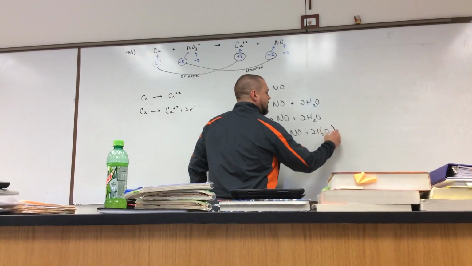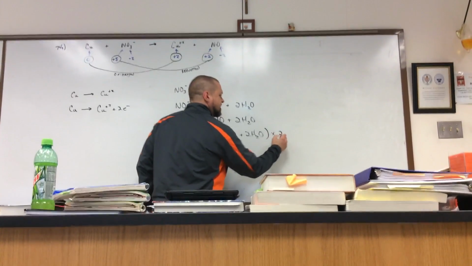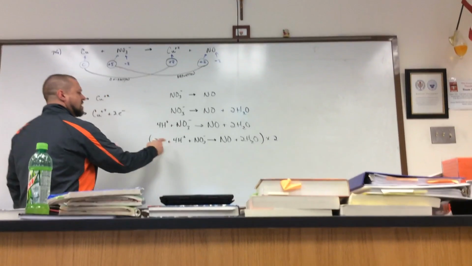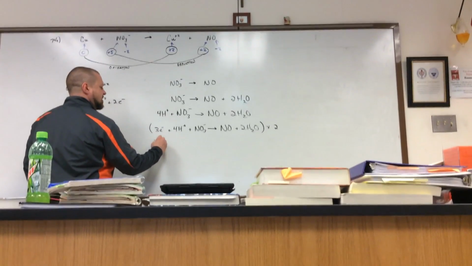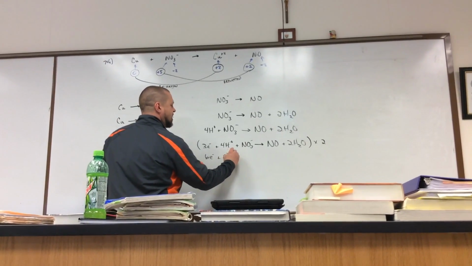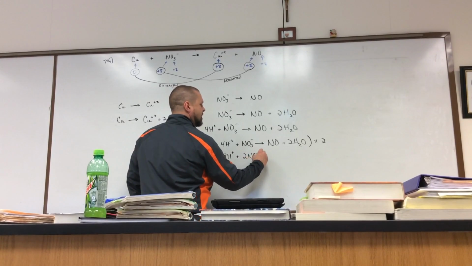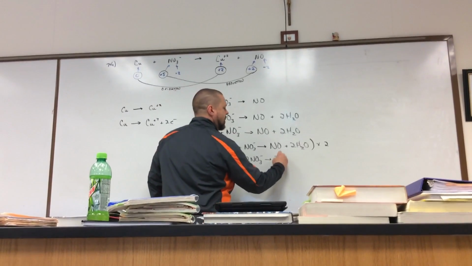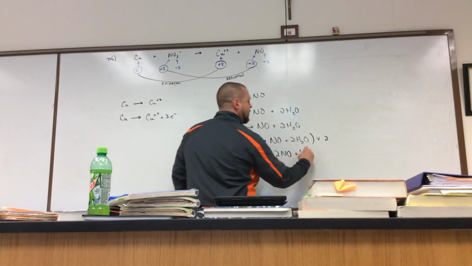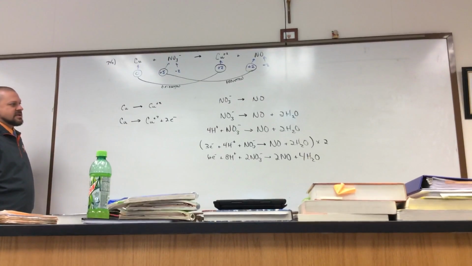So this equation, what am I going to multiply by? 2 to make it 6. I heard somebody say 6, but yeah, we're multiplying it by 2. So I'm going to rewrite this as 6 electrons plus 8H plus, 2 NO3 minus yields 2 NO plus 4H2O. So I multiplied that one times 2.